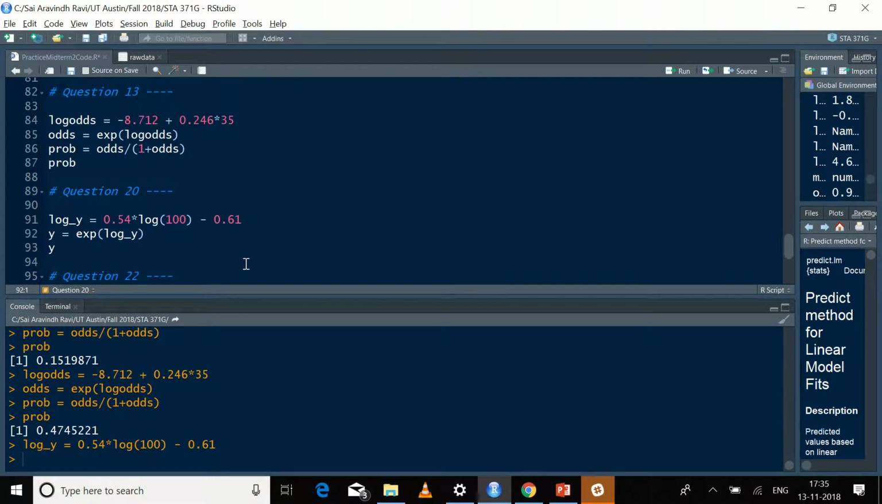Remember that log in this case is the natural logarithm. Okay.